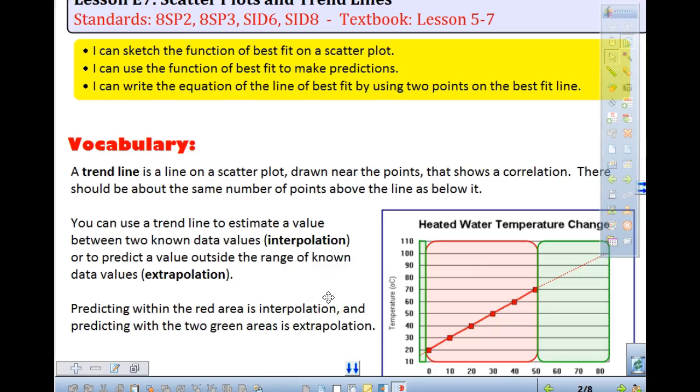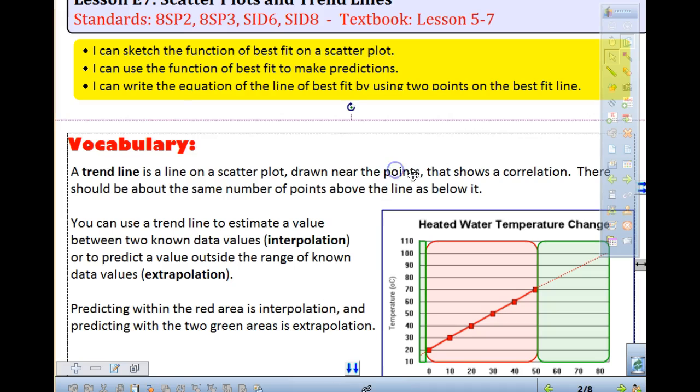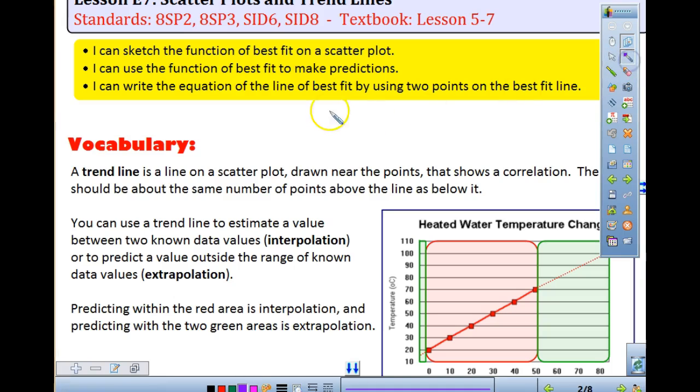I can use the function of best fit to make predictions. I can write the equation of a line of best fit by using 2 points on the best fit line. So today we are going to be looking at our scatter plots and doing a line of best fit. The line of best fit is usually going to be linear for ours as we are starting out.